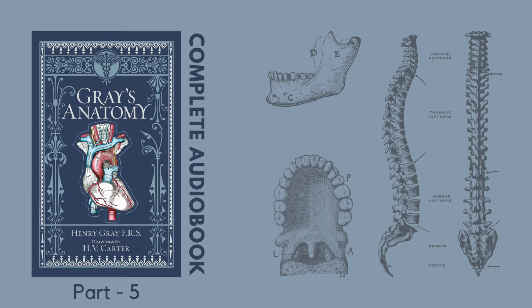In the articulation of the odontoid process of the axis with the atlas, the ring is formed in front by the anterior arch, and behind by the transverse ligament of the atlas. Here, the ring rotates around the odontoid process.